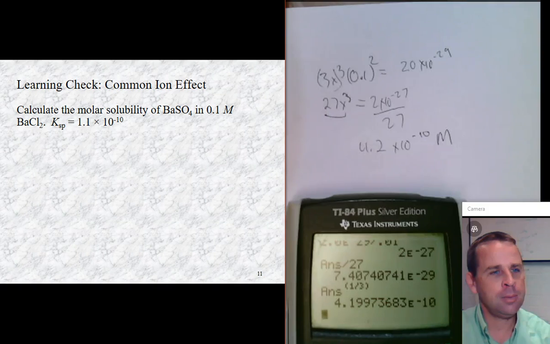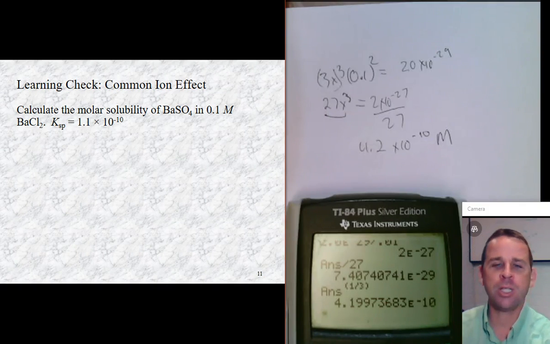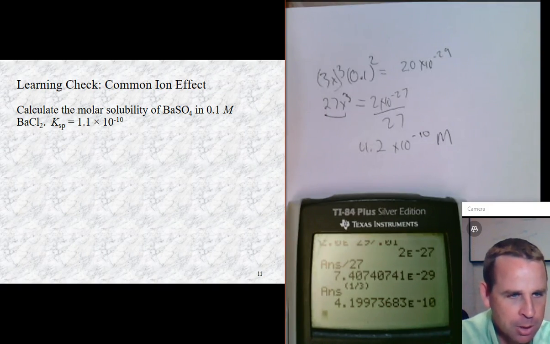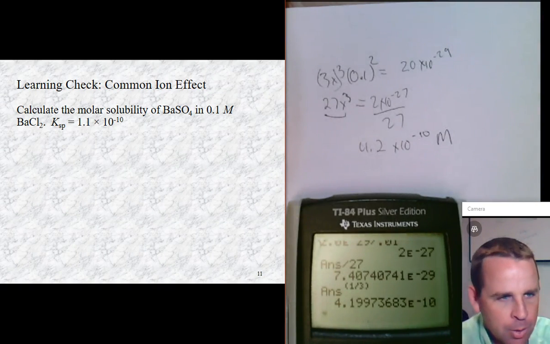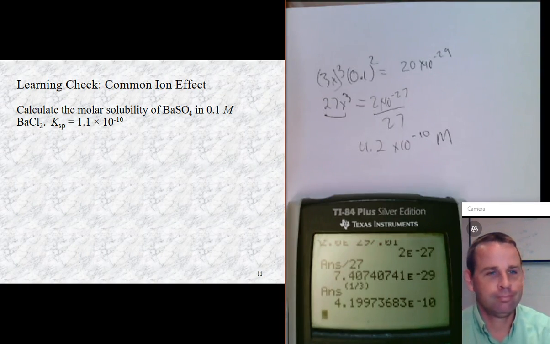All right. So, why don't you do this one? Calculate the molar solubility of barium sulfate in 0.1 molar barium chloride. Remember, there's the common ion effect, therefore something in the barium chloride will likely affect the solubility of barium sulfate. Barium chloride is a soluble compound. Barium sulfate is not a soluble compound. The KSP for barium sulfate is 1.1 times 10 to the minus 10. Okay? So, 60 seconds, go!